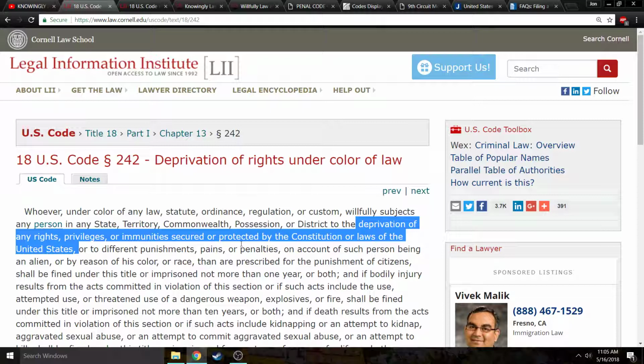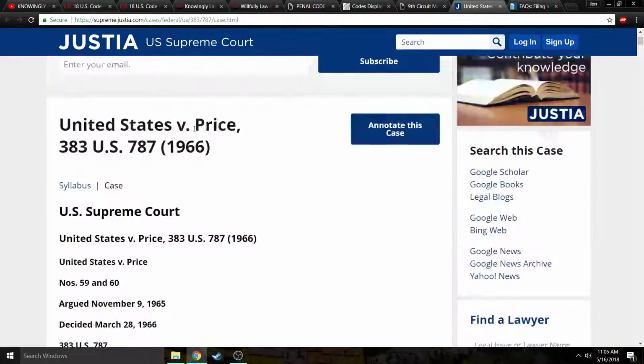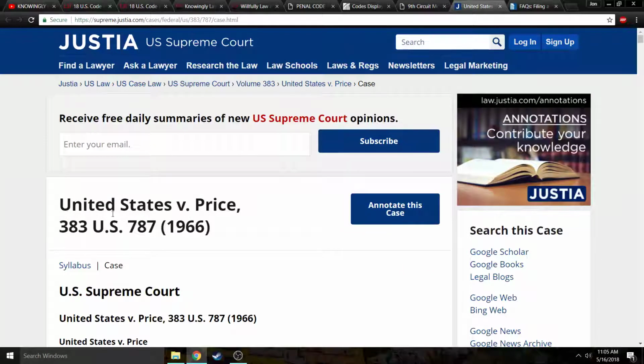However, there's a much more, it's not very common. I mean, it's not very common that a person can violate your constitutional rights or violate your privileges under the laws of the United States. But there is a fairly, this is a very famous Supreme Court case. This is the Mississippi burning case, U.S. v. Price.